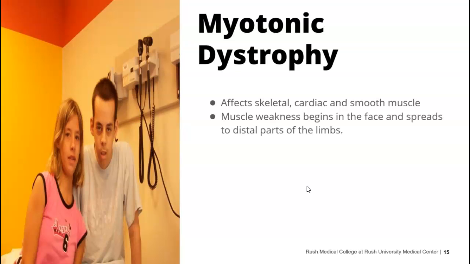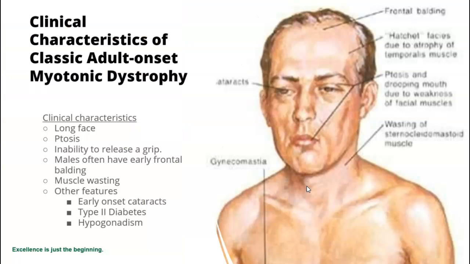So the next disorder I want to talk about is myotonic dystrophy. Myotonic dystrophy affects skeletal, cardiac, and smooth muscles. Muscle weakness begins with the face and spreads to distal limbs, and cardiac arrhythmias can also be an early symptom. Again, the heart is the most important muscle of our body. So clinical characteristics include kind of a long face, ptosis, the eyes aren't open, and inability to release a grip. So sometimes they'll be shaking hands and they don't let go, or they won't let go of a doorknob.